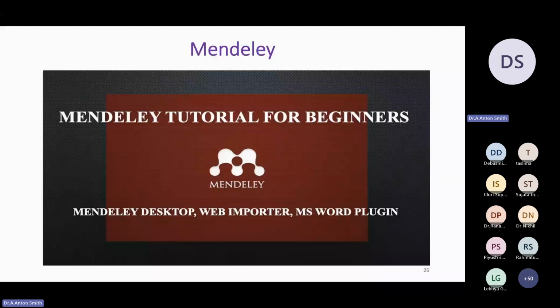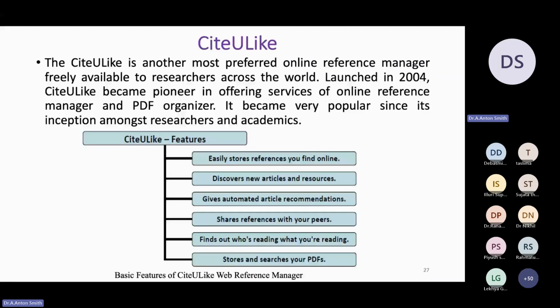Next, we'll go for CiteULike. This is another most preferred online reference manager. It's freely available to researchers across the world. It was launched in 2004. It's a pioneer offering services of online reference manager and PDF organizer. It has some selective features.